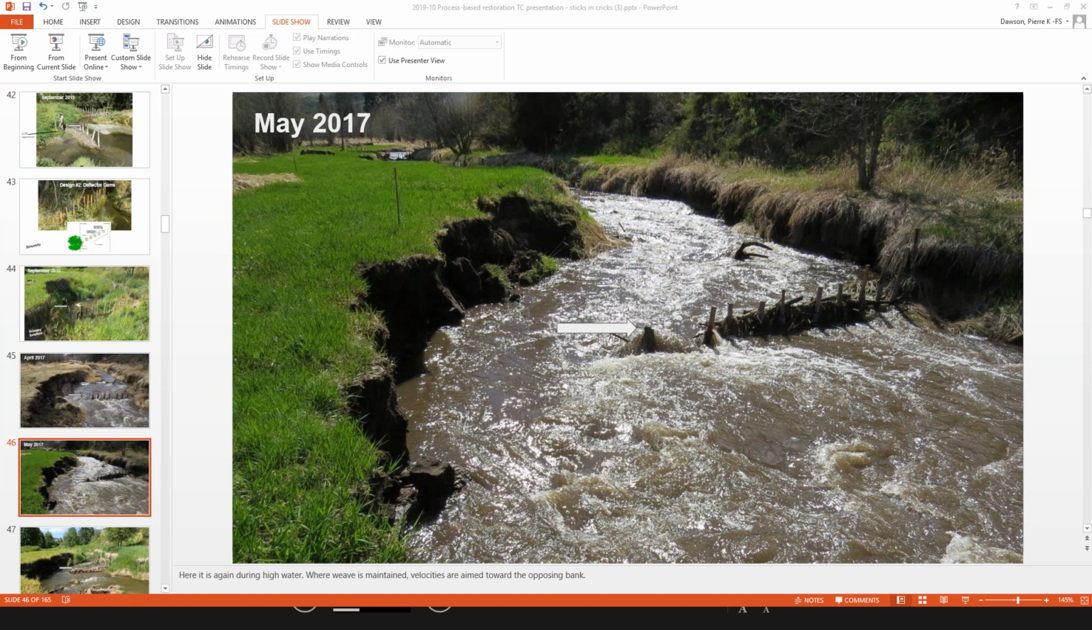2019. So he's touching the top of the same post. There's the top of the post. There it is. It's gone. Five feet of aggradation in this spot.